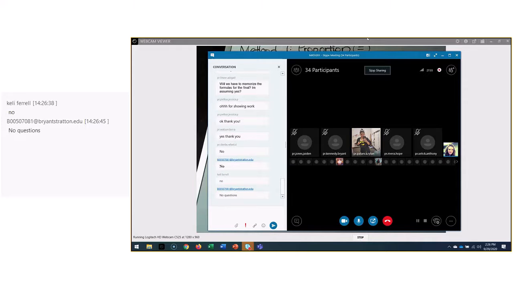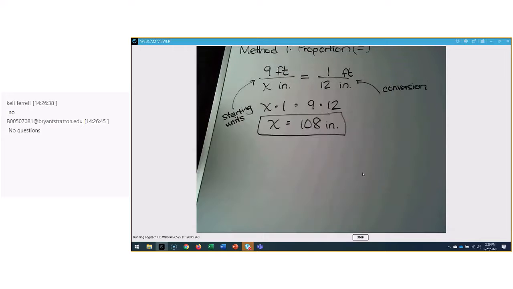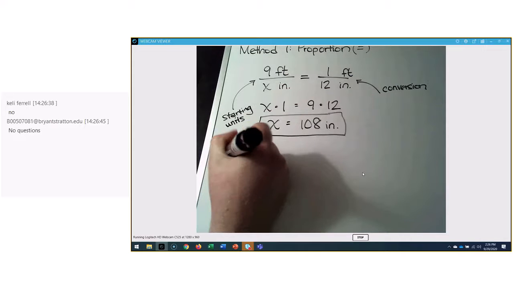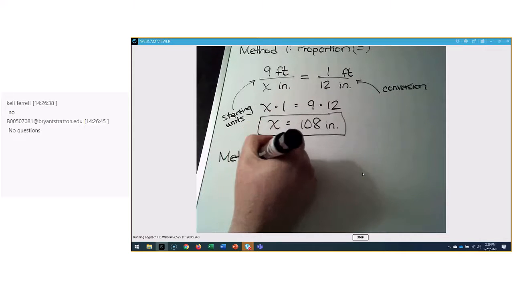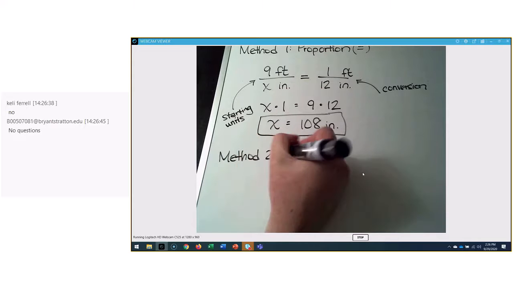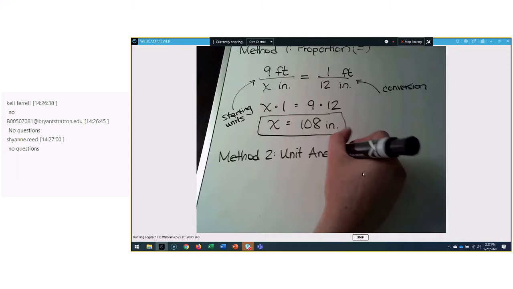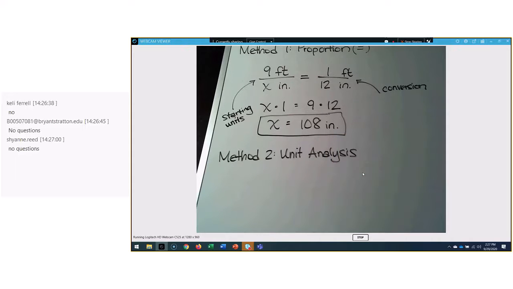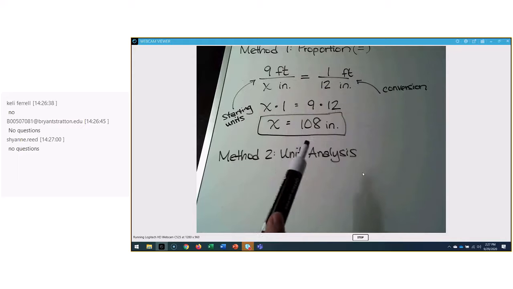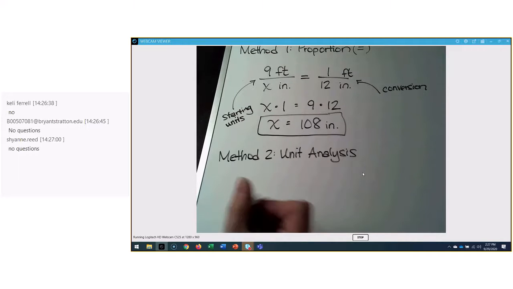Okay, so let's go to the other one. Method 2 is called unit analysis, and it's set up in a very different way. It just depends on your personal preference which method you use. You can use either one. As you'll see, they'll both give you 108 for an answer for this. So here is how this one sets up.